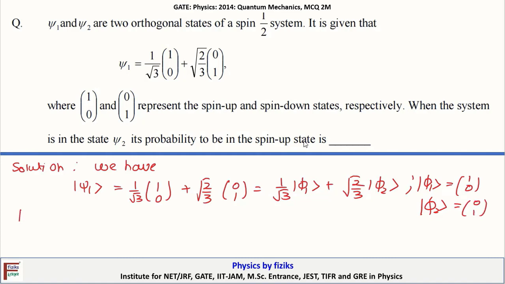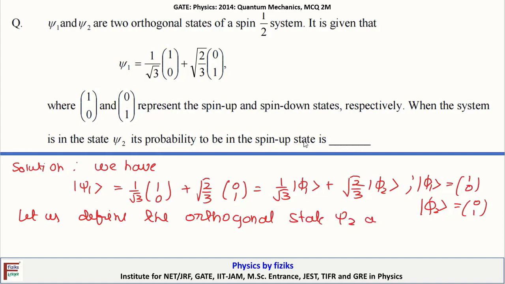So let us define the orthogonal state psi 2 as psi 2 is equal to A phi 1 plus B phi 2.